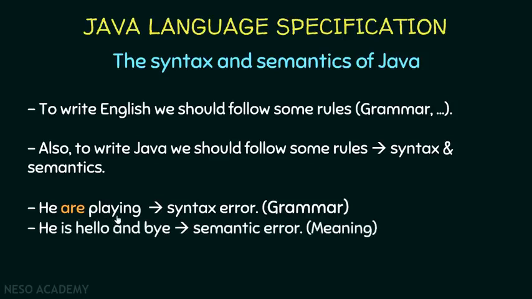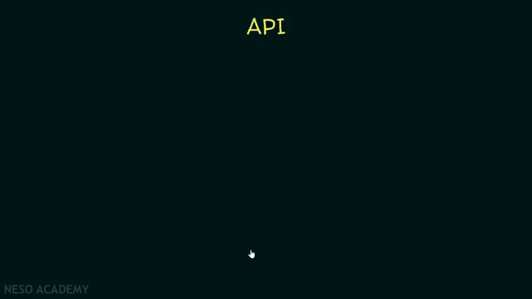Another example, let's say he is hello and bye. So as you can see, this sentence doesn't have a meaning. So in Java, whenever we write something that doesn't have a meaning, this will be a semantic error. So let me tell you this, don't confuse yourself and only take the idea. Later on, we will take a look at different types of errors and you will understand everything whenever I give you examples from Java.